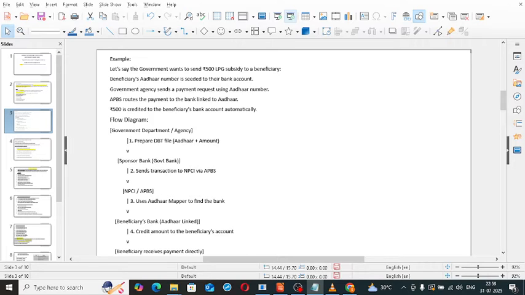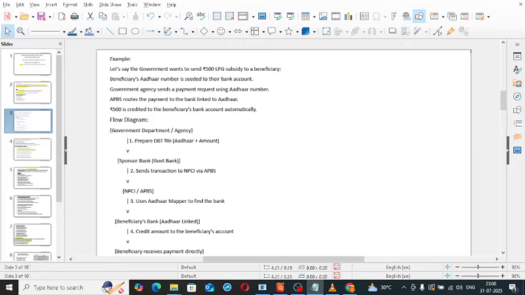Either the government department or agency prepares the direct benefit transfer file. Inside the file they mention only the Aadhaar number plus amount. That government department or agency hands over the file to the sponsor bank. Sponsor bank means the bank where the government holds the account, because the amount is debited from that bank and given to the beneficiary side. The sponsor bank gets the direct benefit transfer file from the government or government agency.